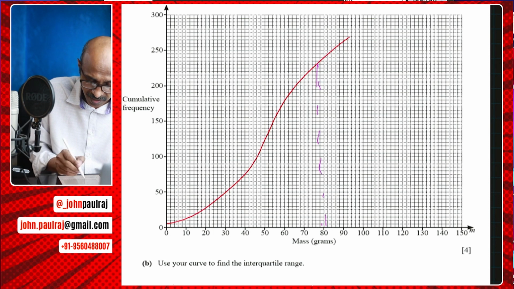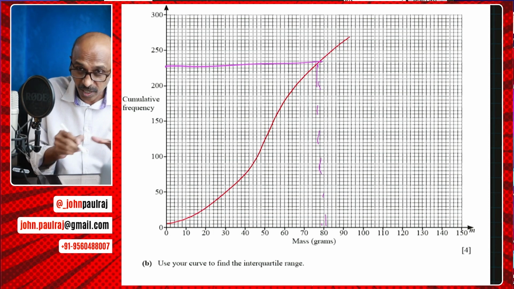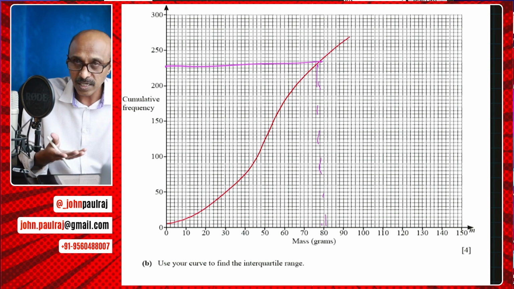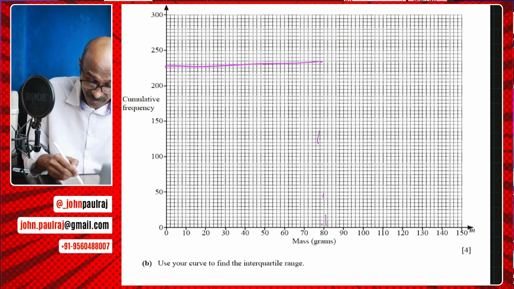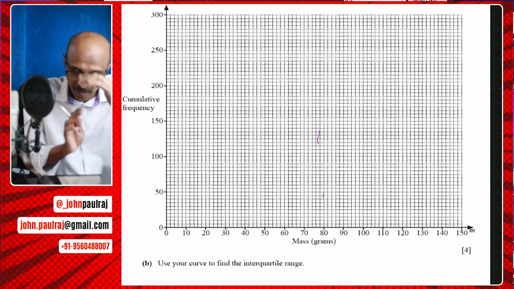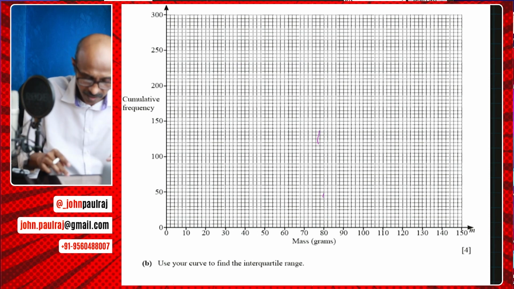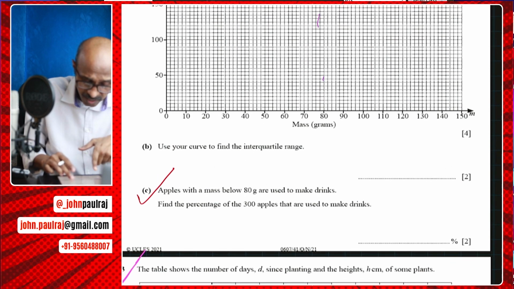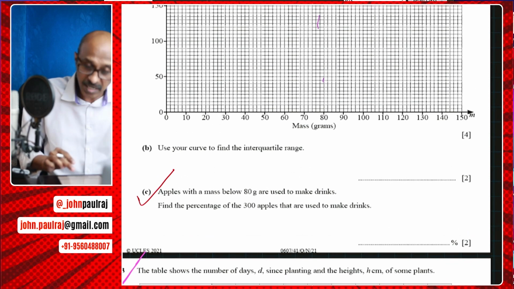This might not be the right answer, but make sure you draw this line. This is what I'm saying, okay? Make sure you draw the line to indicate, okay? That's part of working. This is not the right thing, okay? But draw the line at 80, and where it meets the curve, get the reading from the vertical axis and read the question, okay? It says apples with mass below 80.